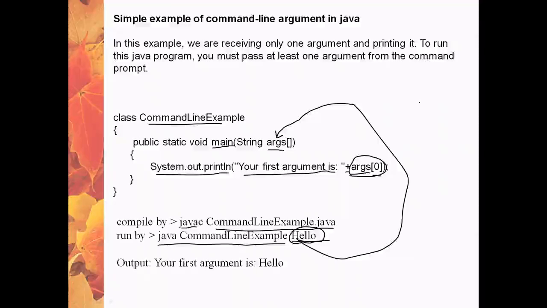And as I've told you, args is simply an array. So you can represent args like this. It is an array of strings. Size is not defined. Whatever number of arguments we pass, that is the size of this args. So this is our args array. Here we have passed hello, then that hello will be stored in args like this.